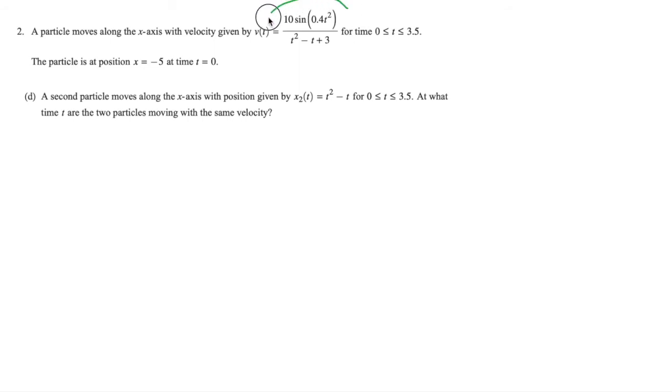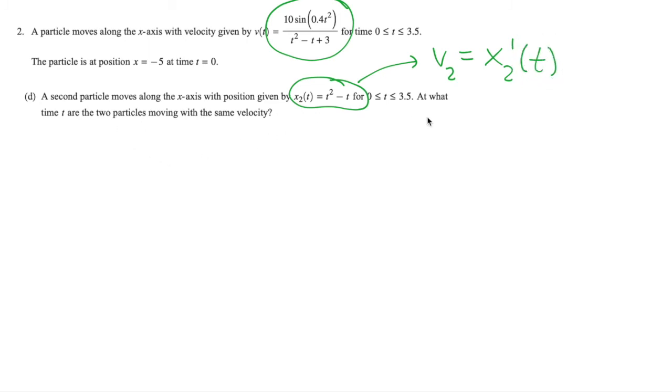the first particle, the velocity is given by the formula, and if we have the position of the second particle, what do we do to find the velocity if we have the position? We derive. If we want to find the velocity of particle 2, we need to find the derivative of the position of particle 2. If we want the same velocity, then the velocity of the original particle has to be equal to the derivative of the position of the second particle.